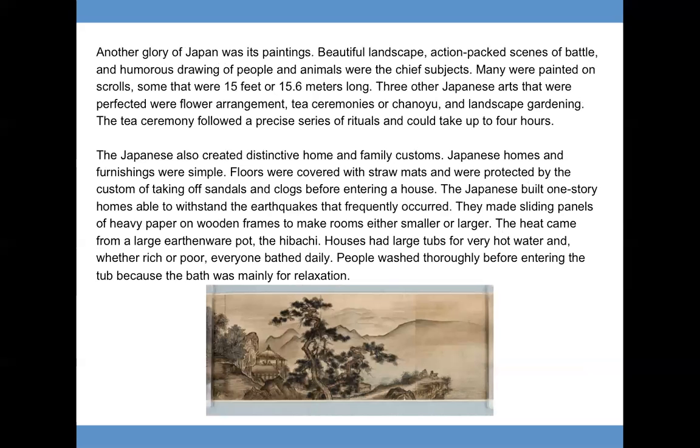The Japanese also created distinctive home and family customs. Japanese homes and furnishings were simple. Floors were covered with straw mats and were protected by the custom of taking off sandals and clogs before entering a house. The Japanese built one-story homes able to withstand the earthquakes that frequently occurred. They made sliding panels of heavy paper on wooden frames to make rooms either smaller or larger.